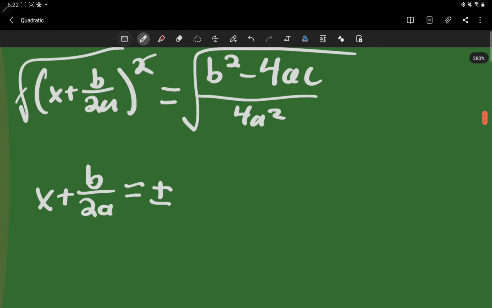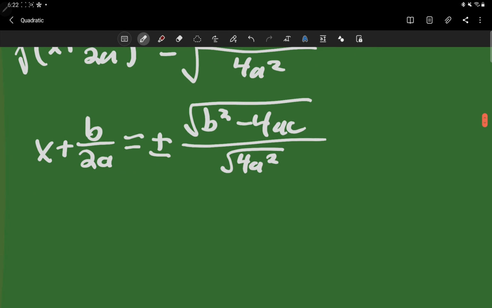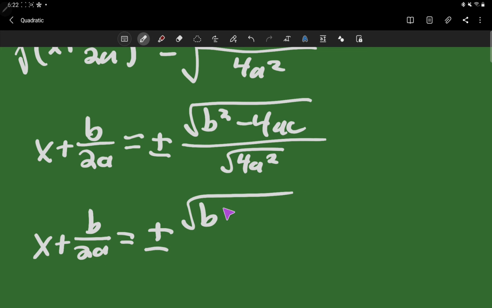So that's what we're doing here. We're putting a plus minus in front of this. But now we're going to distribute this square root into both the numerator and the denominator. And the bottom is actually a perfect square. We know it's 4, that's a perfect square of 2, and a squared, we can just get rid of the squared part. So what we're left with is x plus b over 2a equals plus minus the square root of b squared minus 4ac. And the denominator just becomes 2a.